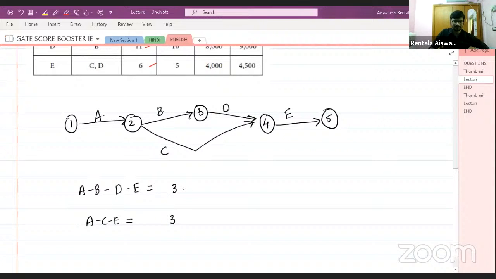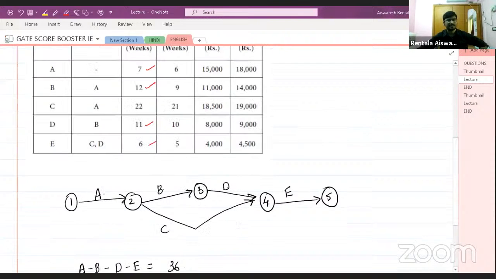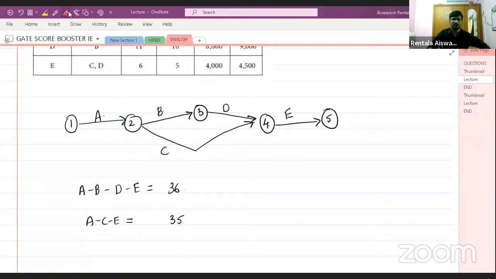Please confirm them. So this is 36. I have calculated also. 36, and you will be getting 35 maybe, right? So ACE, if I look at ACE, so A and C, okay, 7, this becomes 9, 29, 6, 35. Right. Okay. So now your critical path duration will be this much, 36.